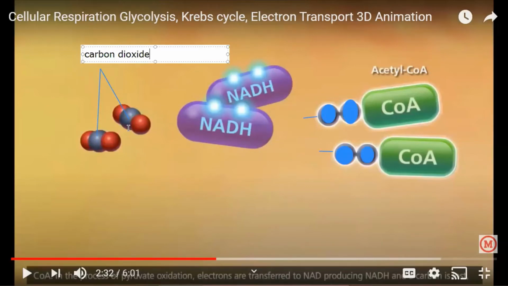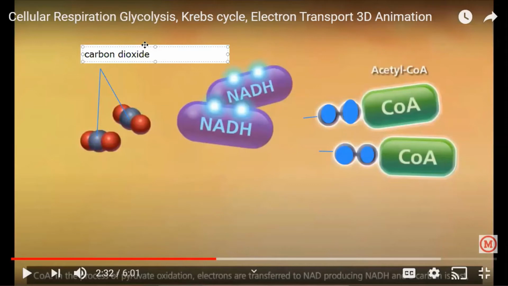Two molecules of carbon dioxide. One carbon from this pyruvate. Don't forget we had 2 pyruvates, and another carbon from the second pyruvate. Carbon, in the presence of oxygen, will be oxidized. Simple, they will form 2 molecules of carbon dioxide. This is the beginning of the Krebs cycle.